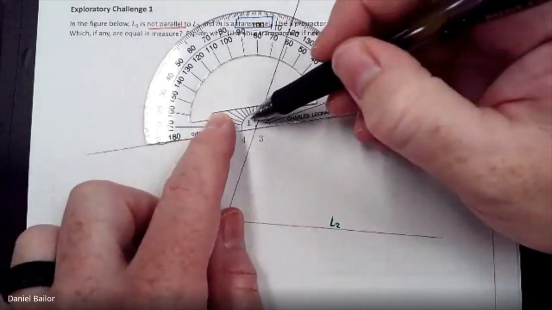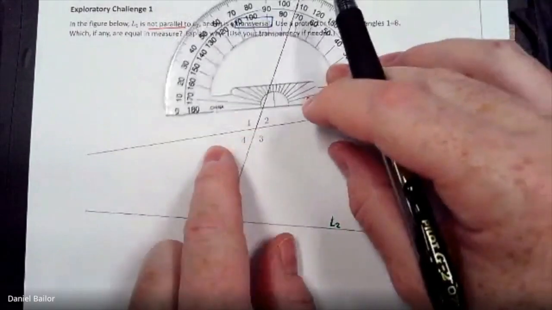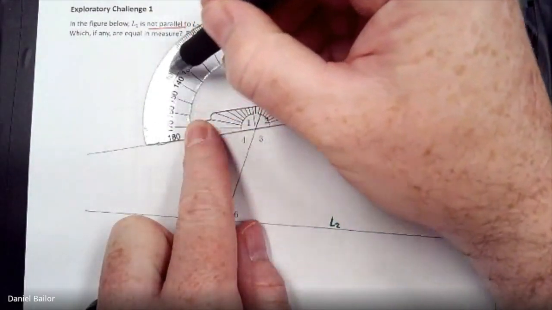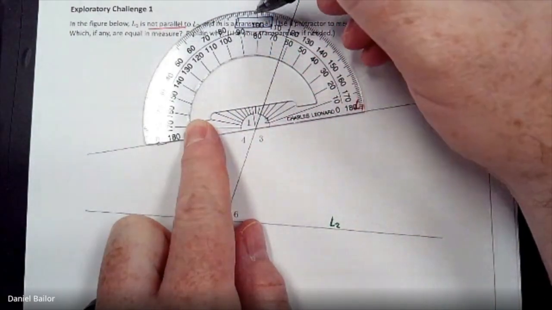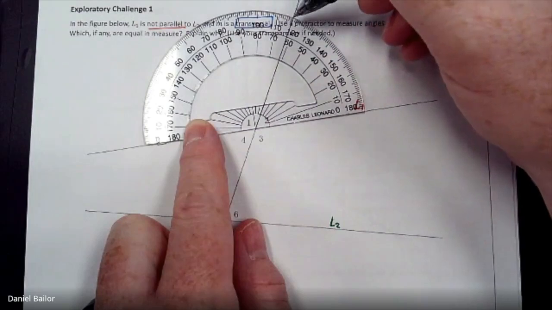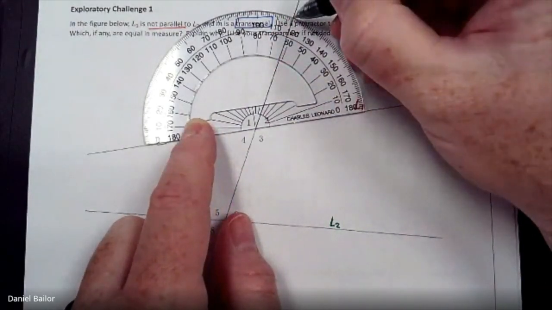Let's start with angle 1. Angle 1 is right here. So I'm going to start with a 0 on this side and count up. Here's 90, 100, 110, and it looks like it crosses at 117.